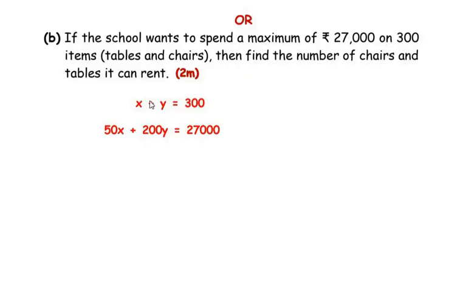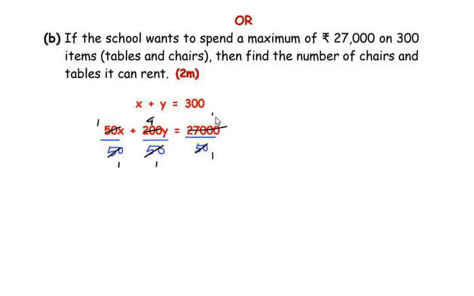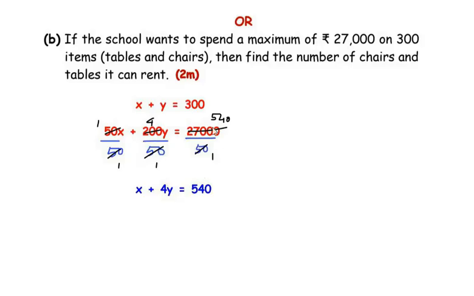So now we have to find out how many tables and chairs the school has rented. And to do that we are going to use the elimination method. But before that, let us try to simplify this equation. So all the terms are again divisible by 50. So 50 divides itself, that is 50 1 times is 50. 50 divides 200, that is 50 4 times is 200. Now 50 divides 27,000, that is 50 540 times is 27,000. So our simplified equation now becomes x plus 4y is equal to 540.